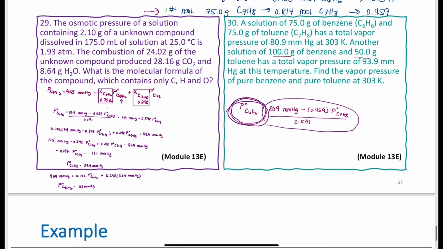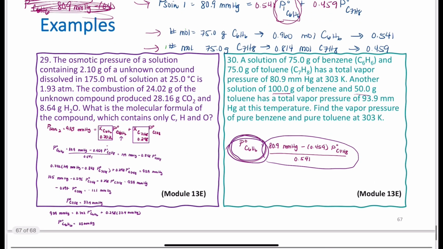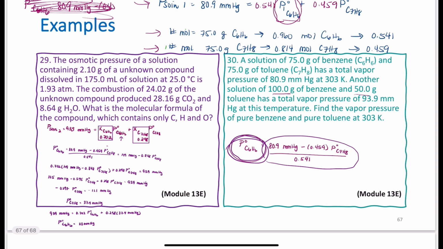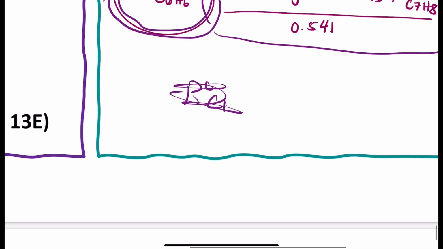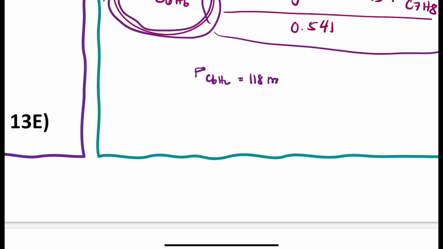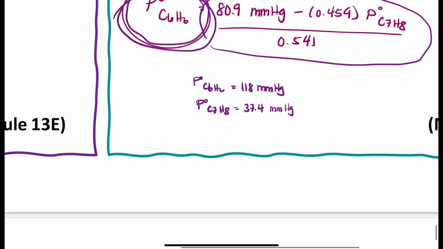I realize it's a lot of work on this slide. Lots going on in here. But basically, at the end of it all, the partial pressure of benzene, C6H6, is 118 millimeters of mercury. And the partial pressure of toluene, C7H8, is 37.4 millimeters of mercury.